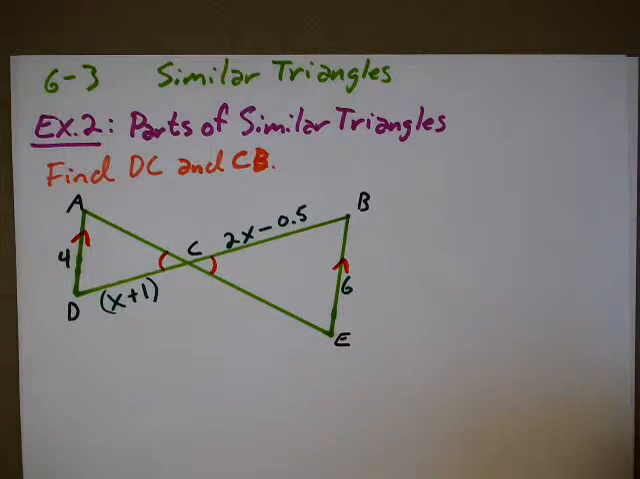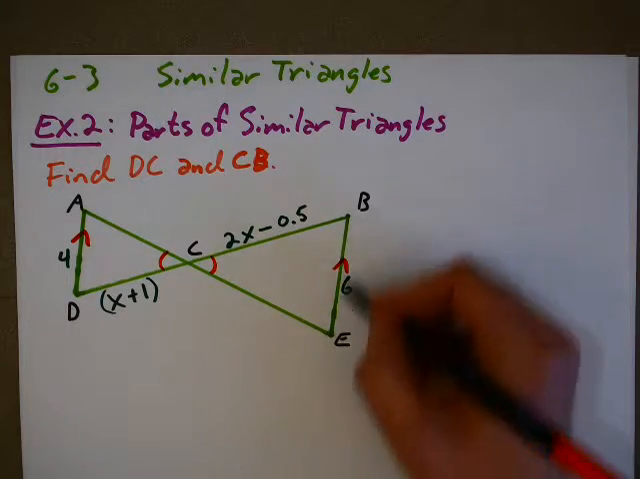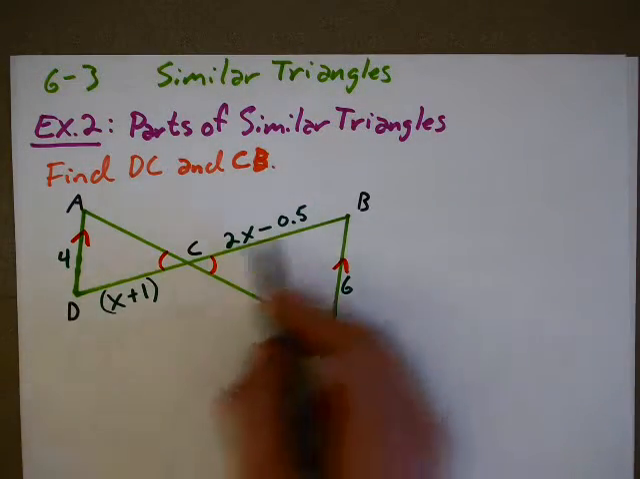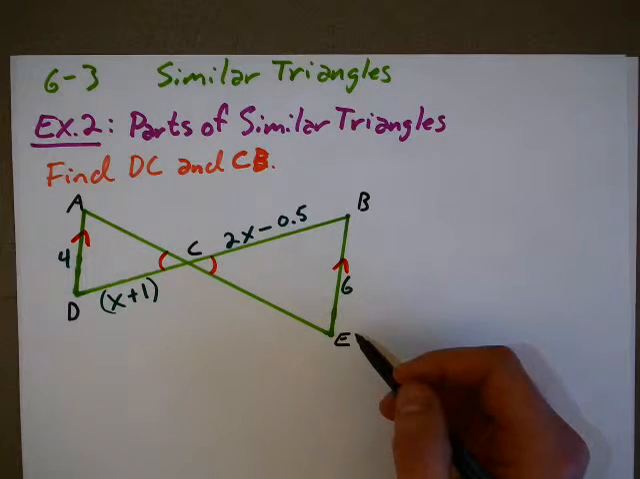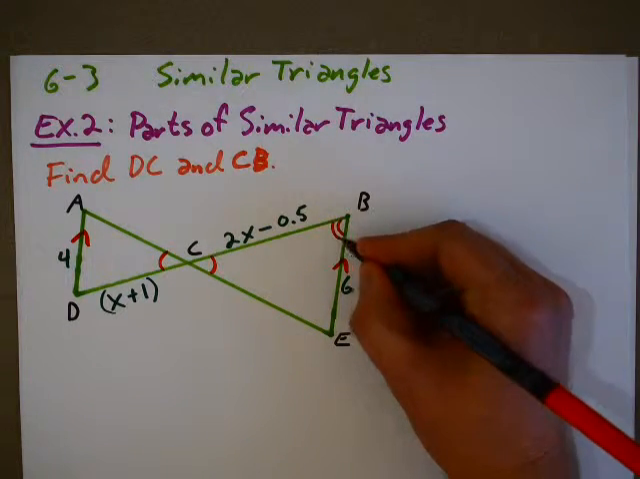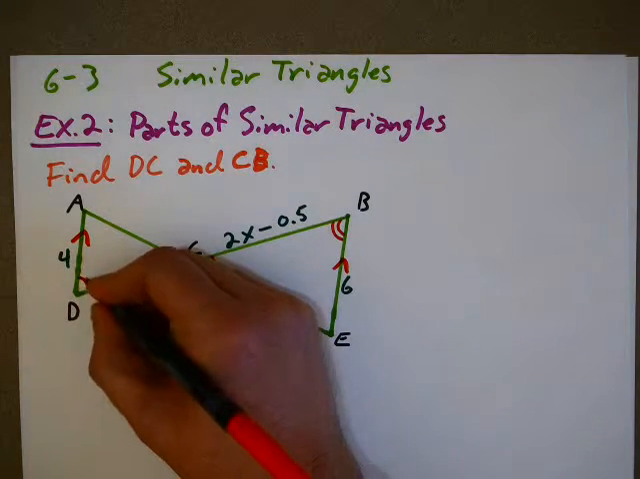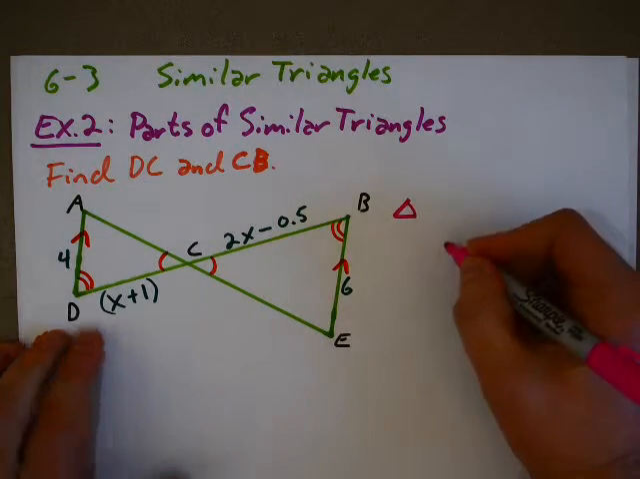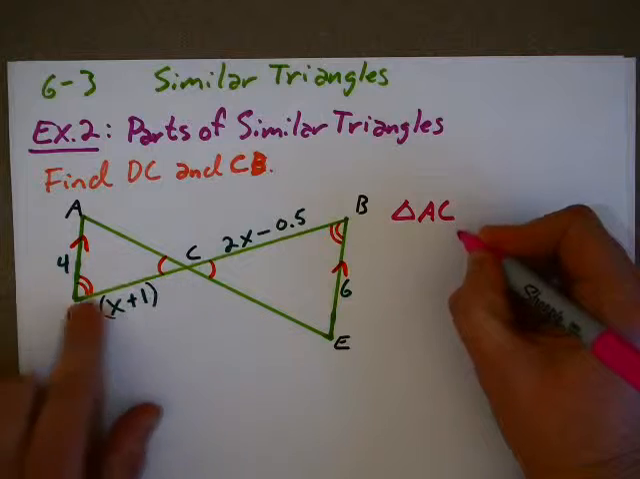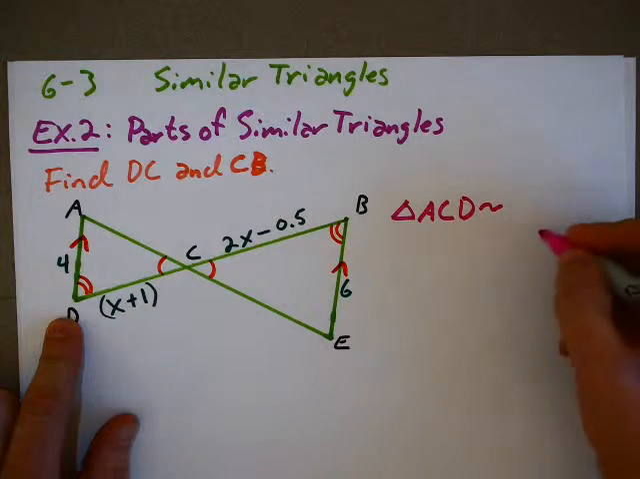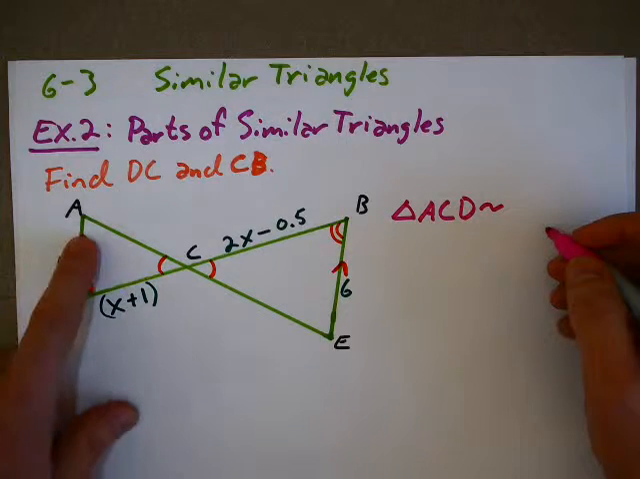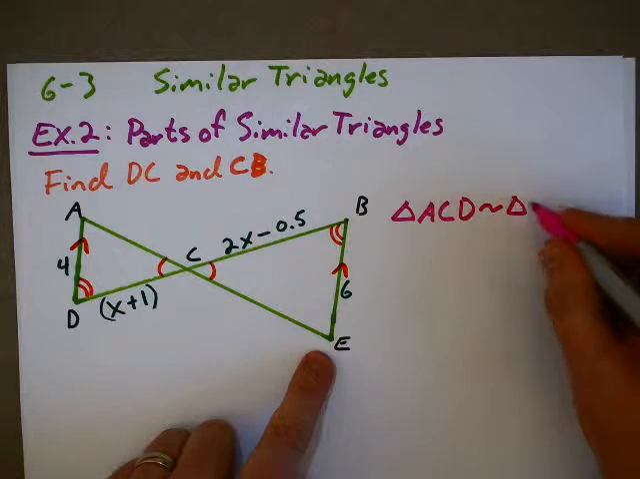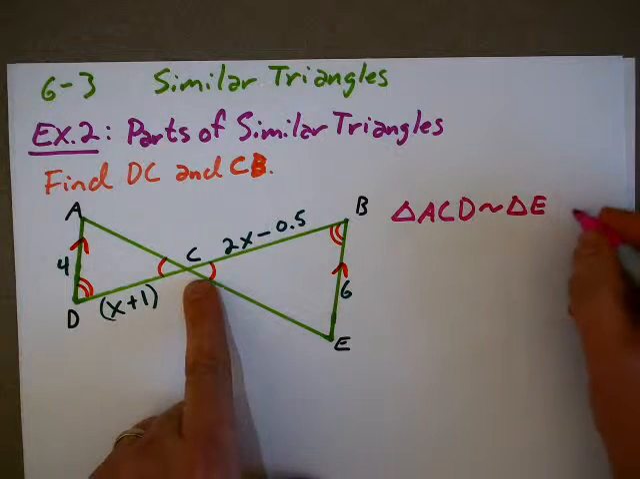And then we have to find another set of angles. I remember that if I have parallel lines cut by a transversal, I'll use this segment DE. I know that this angle is an alternate interior angle to this angle. And so now that I've done that, I can see that I have angle-angle similarity. So I'm going to write down my similarity statement: triangle ACD is similar to triangle, A is going to be corresponding to E, so ECB.